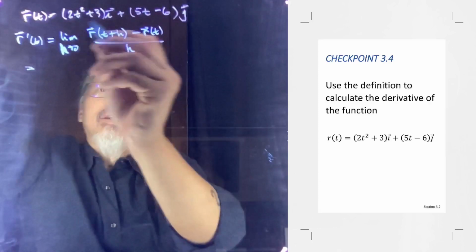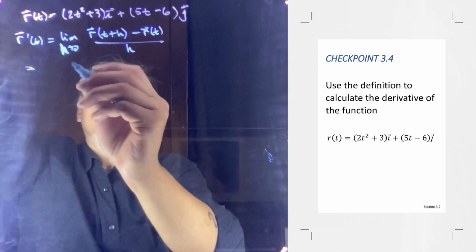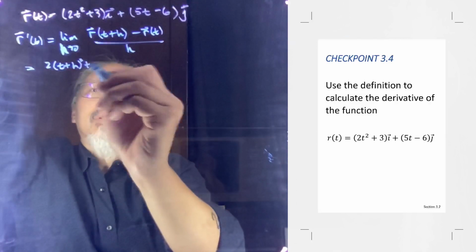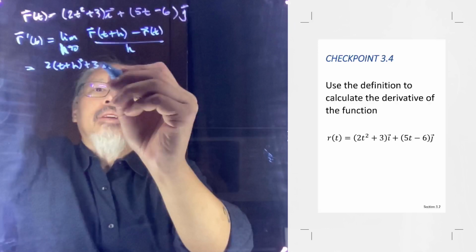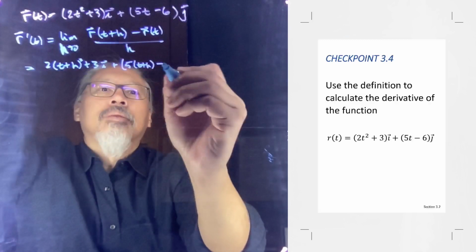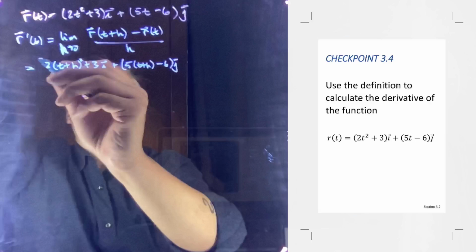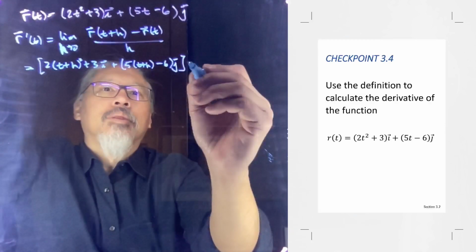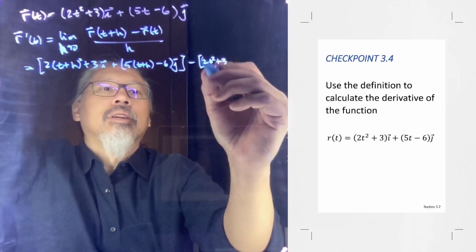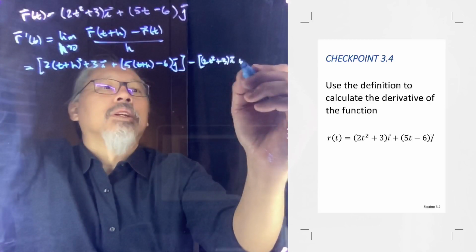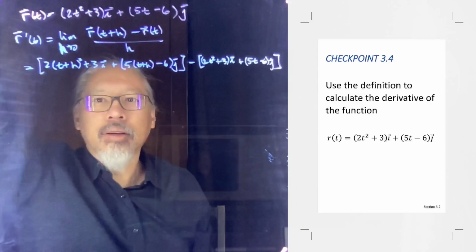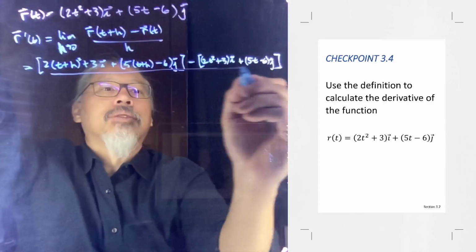Okay, what is this equal to? The first one says wherever we see a t, we're going to put t plus h. So we have 2 times t plus h quantity squared, and then we add 3 to that in the i direction, plus 5 times t plus h minus 6 in the j direction. So that's the first one. And then we're going to subtract the exact same thing, r of t. So it's 2t squared plus 3 in the i direction, plus 5t minus 6 in the j direction. Okay, this is all divided by h.